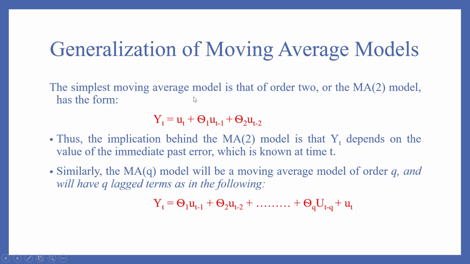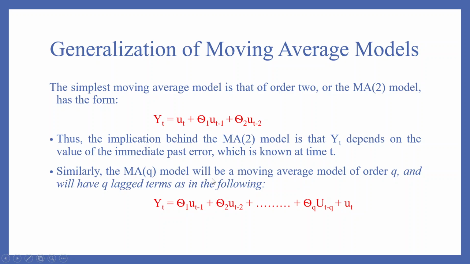The generalization of the moving average model. The simplest moving average model is that of order 2, or the MA2 model, which has the form yt is equal to ut plus theta 1 ut minus 1, that is the error at time period t minus 1, plus theta 2 ut minus 2, that is the error at time period t minus 2, that is lag 2. Thus, the implication behind the MA2 model is that yt depends on the values of the intermediate past errors, which are known at time t.